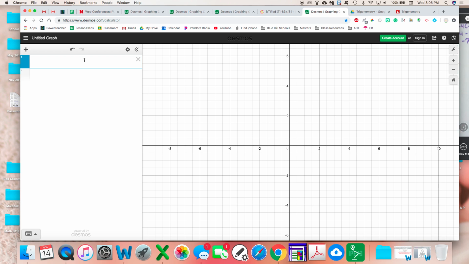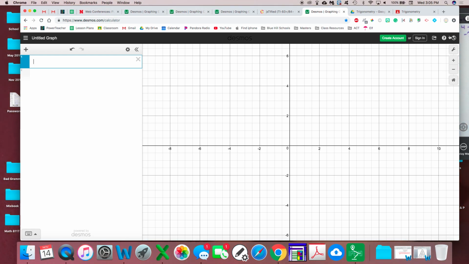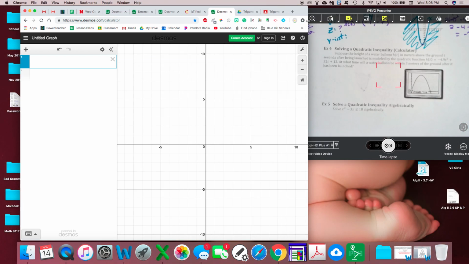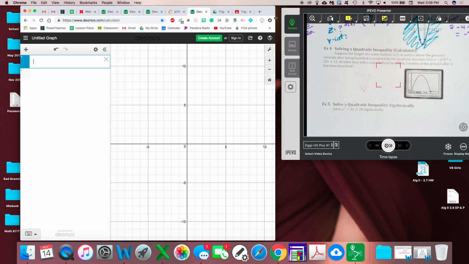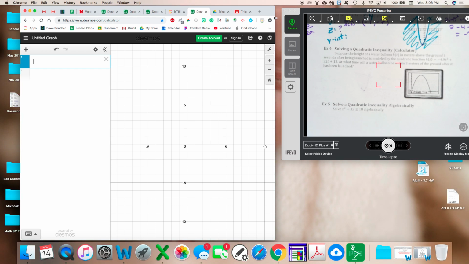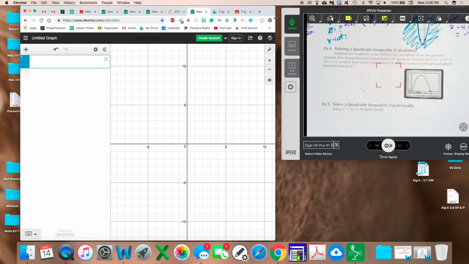Okay, so your problem over here says this. We are throwing water balloons, and we want to hit a plane in the face back there. I want to throw a water balloon in the air and hit a plane in the face. Now, I'm going to throw it into the air, and at some point it does have a little bit of an arch to it, right?